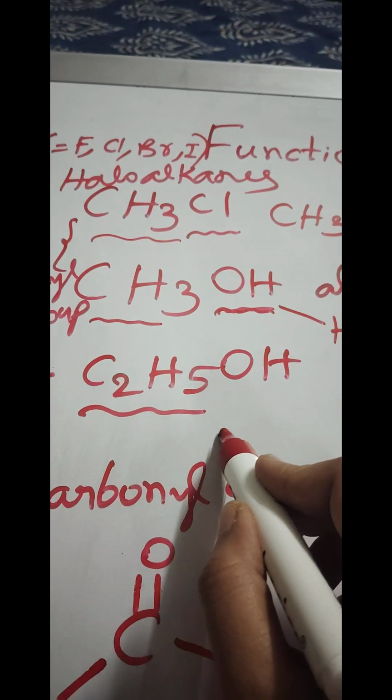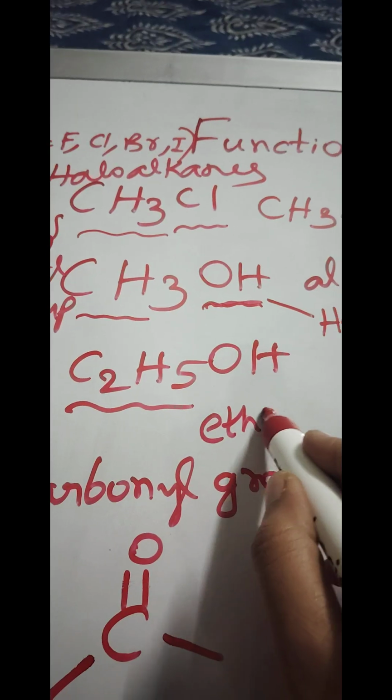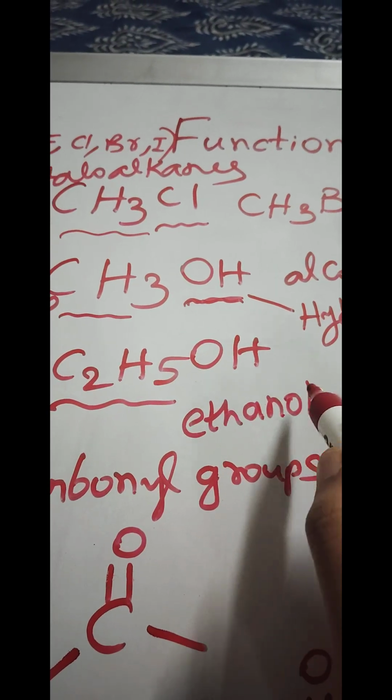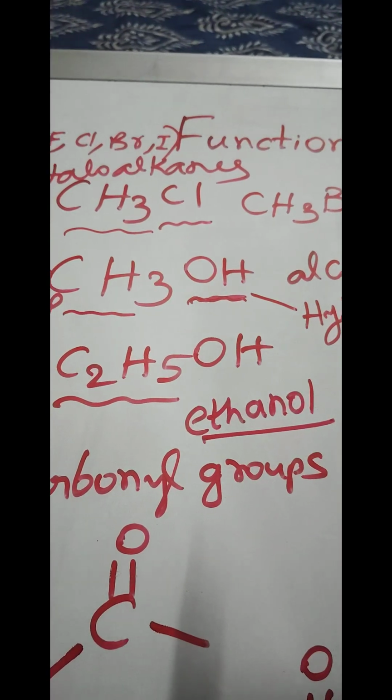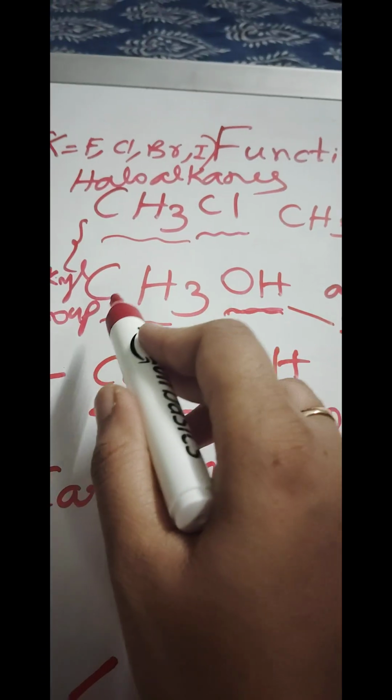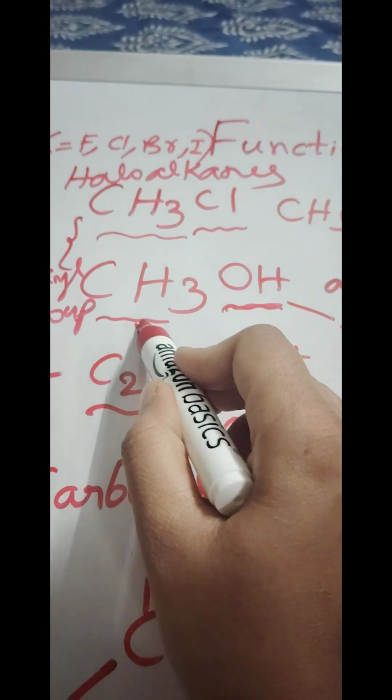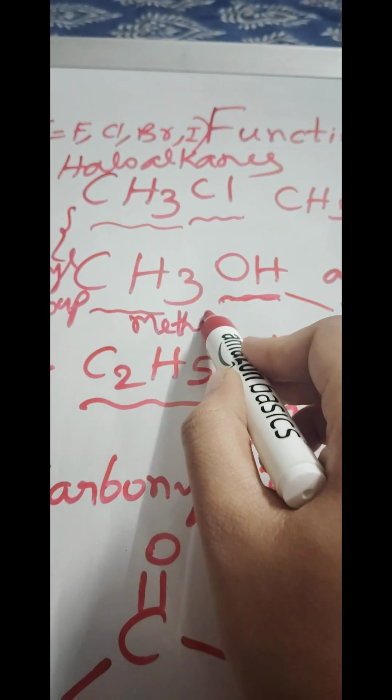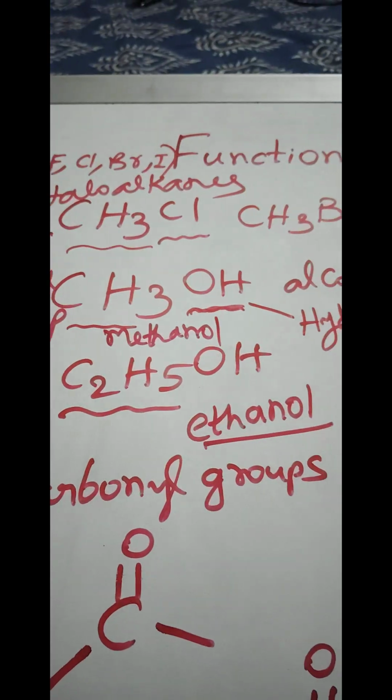And here you have two carbons and an alcoholic group. For two carbons we use the word eth, and for the alcohols we use the word ol. So the name of this compound is ethanol. And what I said for this one carbon with alcoholic group, the name of this compound is methanol. Okay, so these are alcohols.